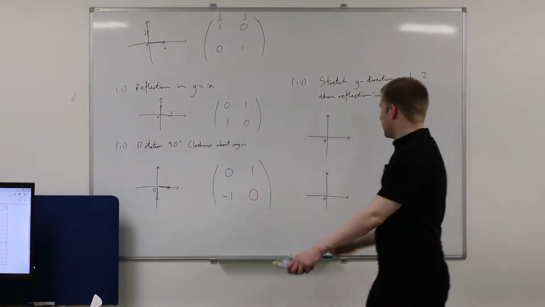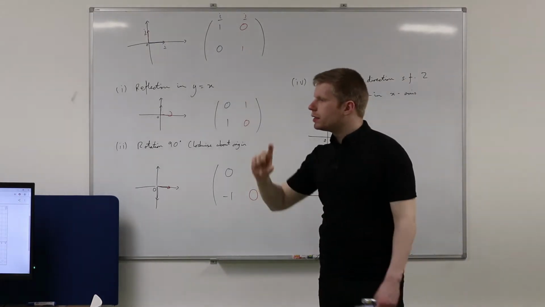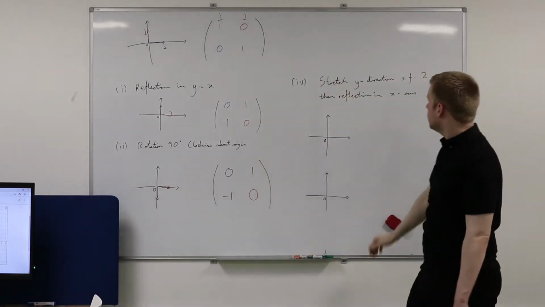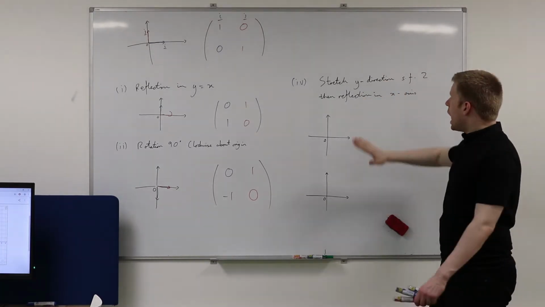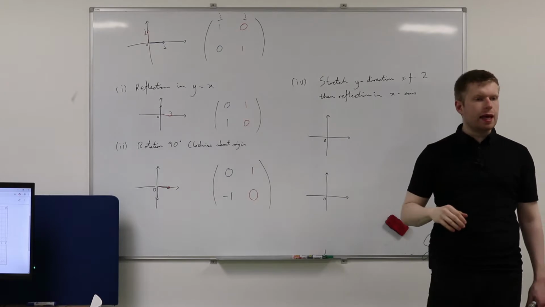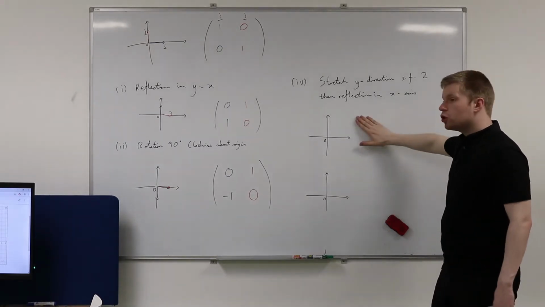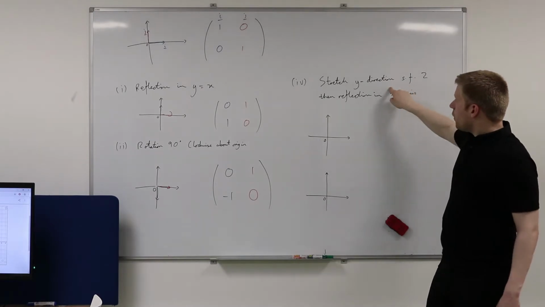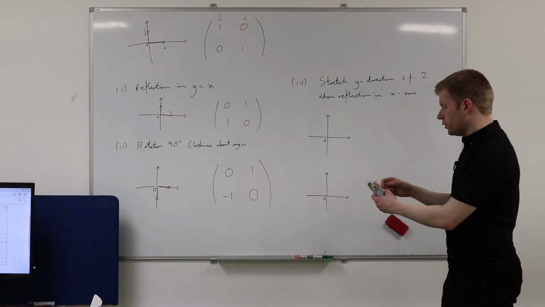Okay. Let's have a look at question 4 then. This one's slightly trickier because there's two transformations happening. We've got a stretch in the y direction by a scale factor of 2, and then we're reflecting in the x-axis. So what I've done is I've broken this up into 2. Let's get the stretch by a scale factor of 2 in the y direction done first.